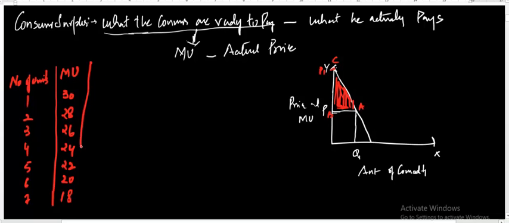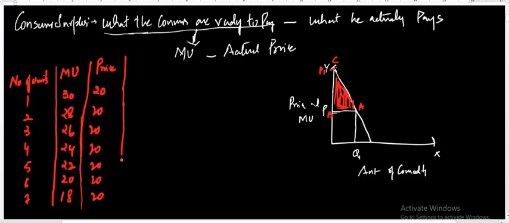Let me put up the price. Let me say that the price of this commodity is 20. So the price won't change. So the consumer surplus in this case will be 30 minus 20, that is 10. It will be 8 here, 6, 4, 2 and then 0 and nothing.